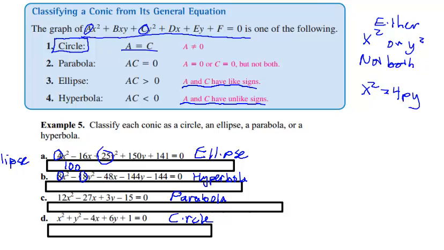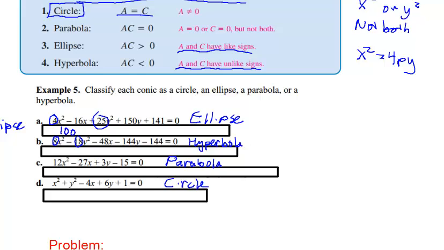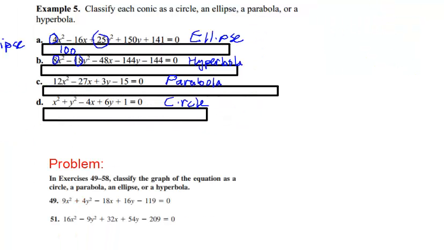Alright, so now all we have to do is get a problem to solve. So here's a couple of them. Classify the graph of these equations below as one of our 4 conic sections. So go ahead and write both of your answers in the form for 49 and 51.